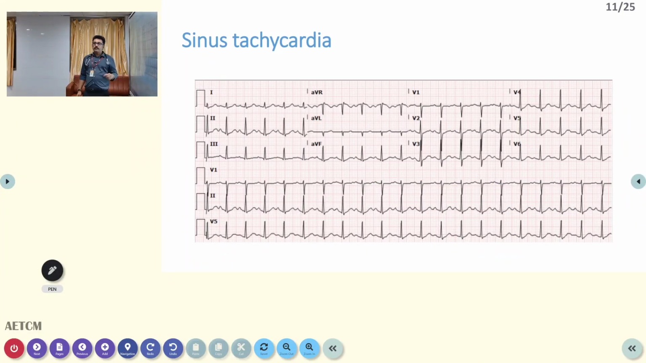Now, what is this problem? This problem is sinus tachycardia because there is a definite P wave here. The PR interval is there. Then there is a QRS complex, and the QRS complexes are coming regularly, and the heart rate is somewhere around nearly 3 divisions. So 3 divisions means 300 by 3, 100. Heart rate is somewhere around 100 to 120. That can be considered as sinus tachycardia. It can be due to fever, anemia, exertion, so many things, pregnancy.